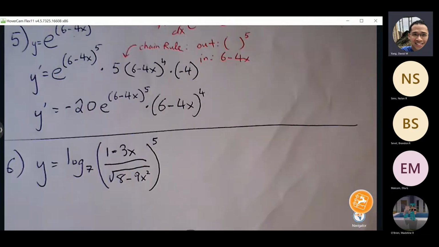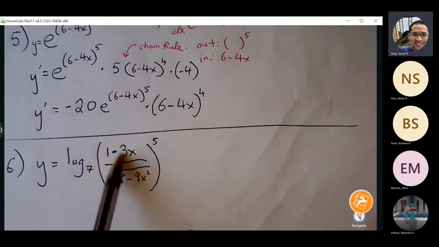Okay, so number 6 is log base 7. It's not natural log, but it's still log, so we can take advantage of all the expansion properties that we had for natural log. So I'm going to take care of that 5, and I'm going to take care of the individual numerator and denominator.